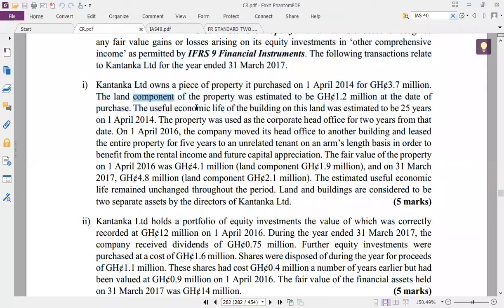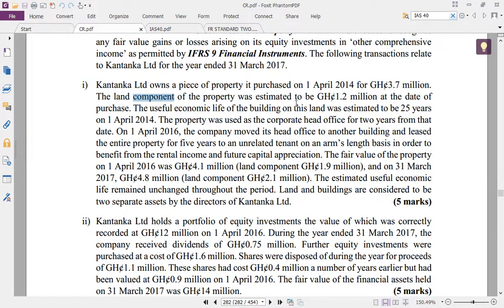Okay, so the useful economic life of the building on this land is 25 years, from 1st April 2014. Now, the property was used as the corporate head office for 2 years. So that's owner occupied property, for 2 years. The entire property was owner occupied for 2 years.